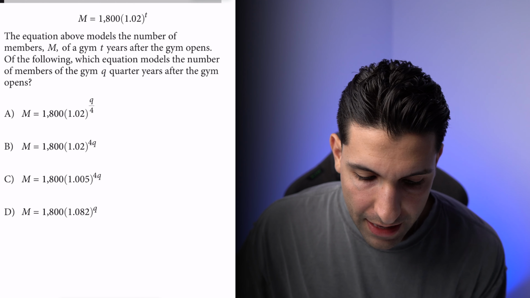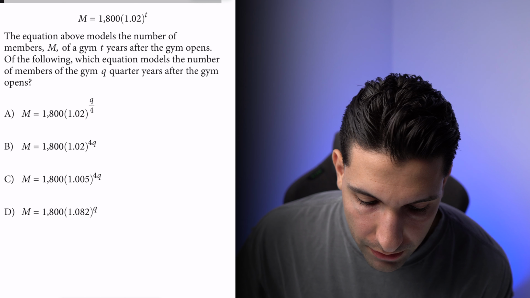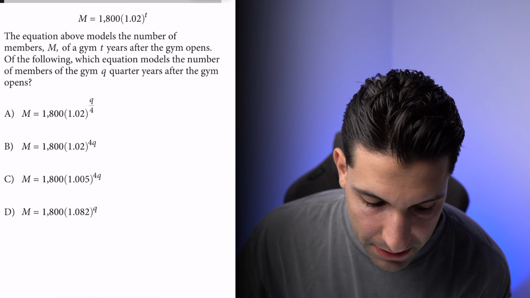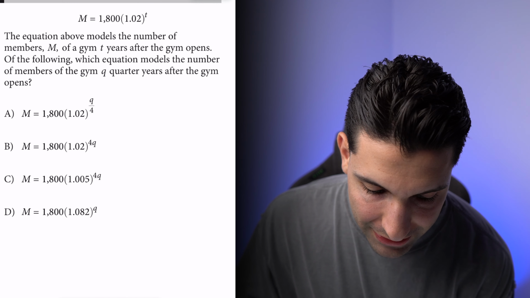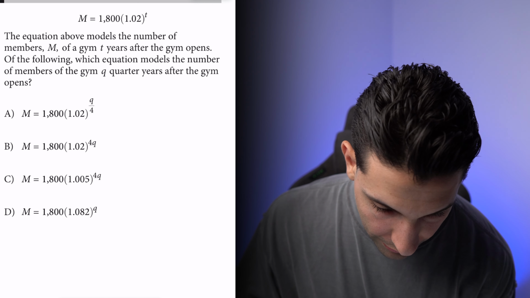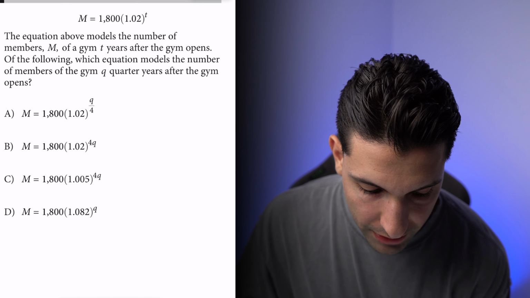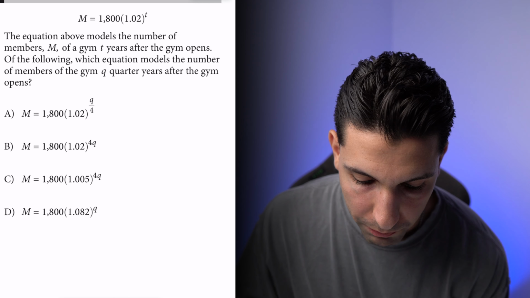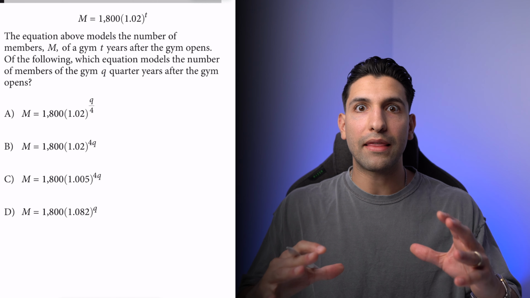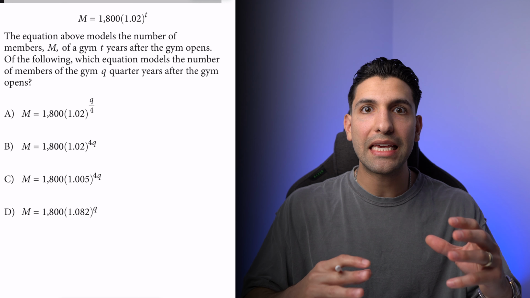Question number 2. M equals 1800 times 1.02 to the t power. The equation above models the number of members, M, of a gym t years after the gym opens. Of the following, which equation models the number of members of the gym q quarter years after the gym opens? The main thing we want to think about here is that we're turning t into q.